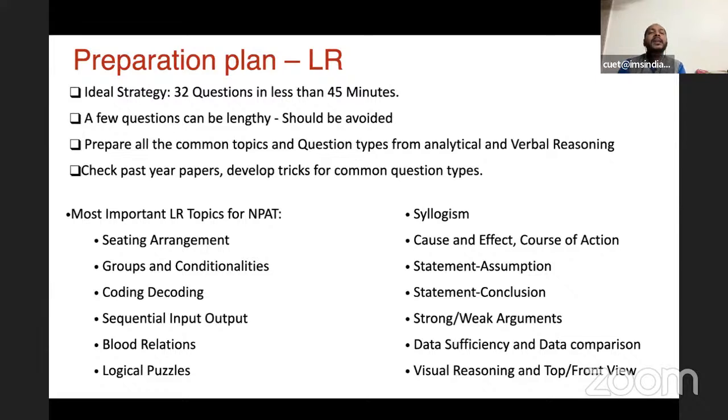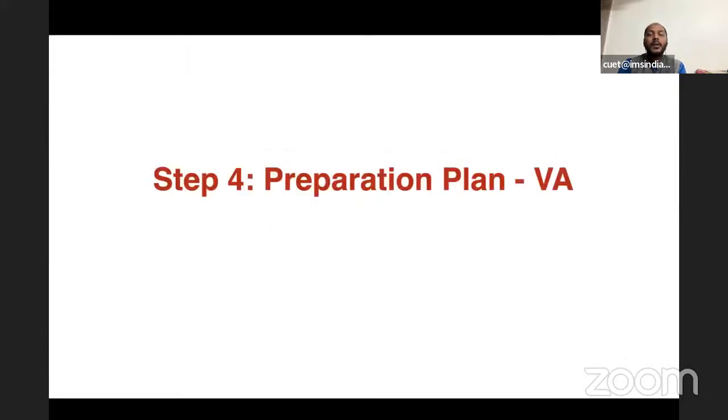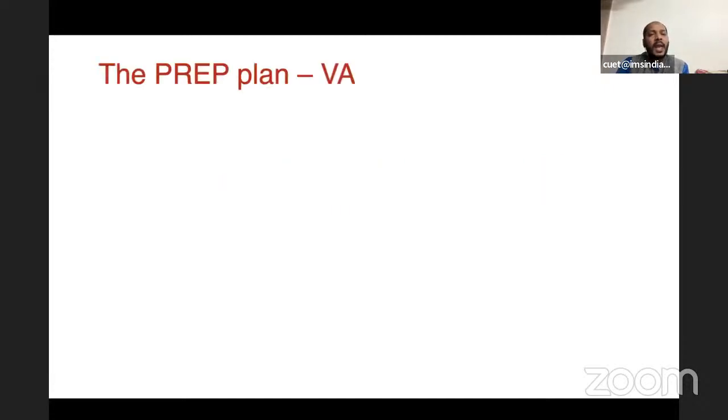Now as far as the next section is concerned, that is verbal ability. Verbal ability is again very common and very similar to any other entrance test. The areas are common, and the topics that are tested are also very common. The level of difficulty is also easy to moderate, so you can score really high in your paper.